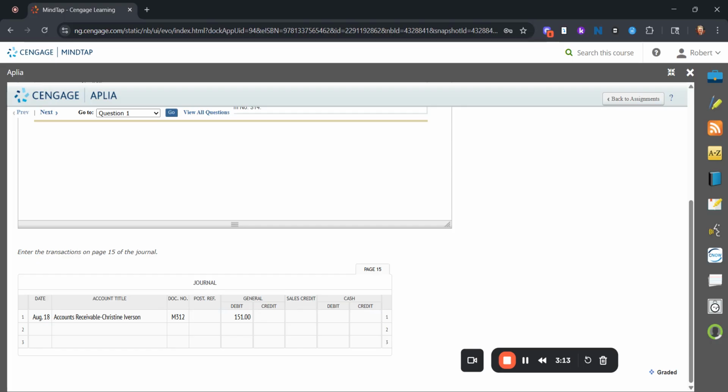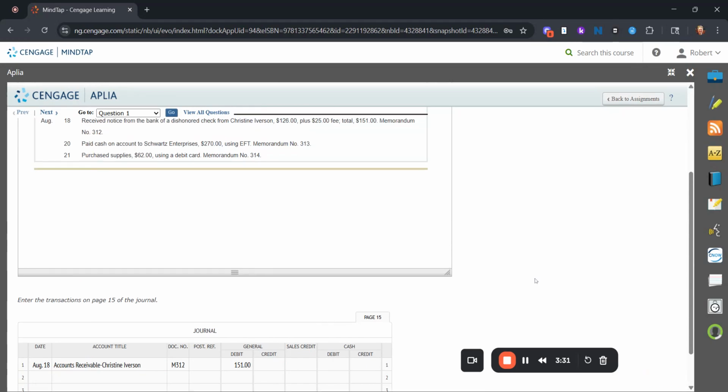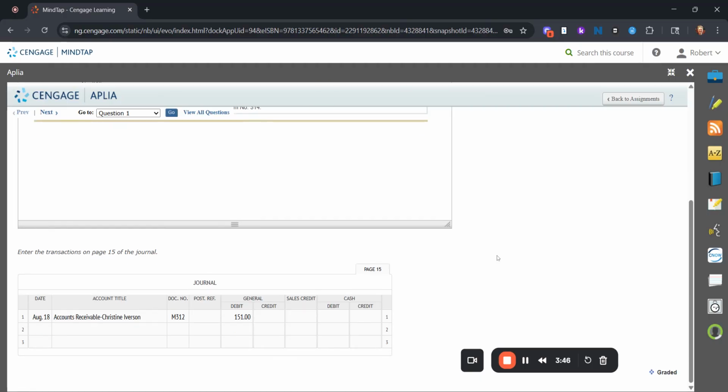So the bad news to this is that check was deposited, so we showed it during the accounting process as an increase to cash. Well, now the bank's taking that money back out because the check bounced. So on paper, for our record keeping, we've got to not only show the decrease in cash of the $126, but the bank took $25 out of the account also as that fee. So we've got a decrease in our cash asset of $151.